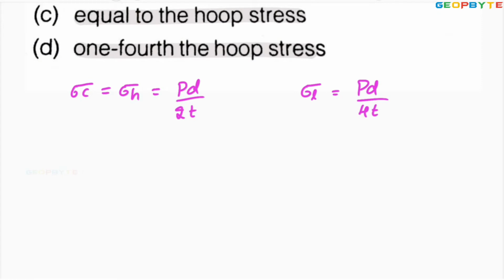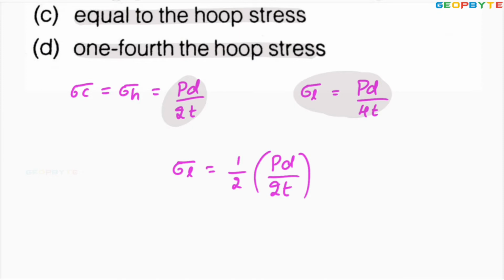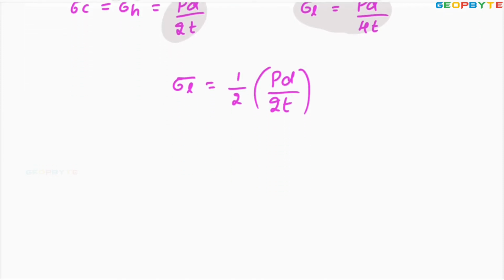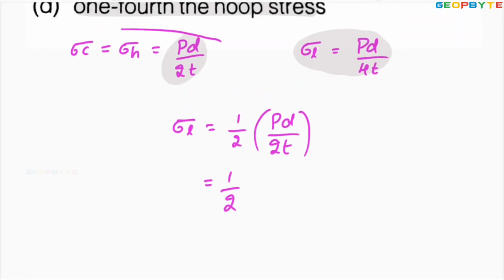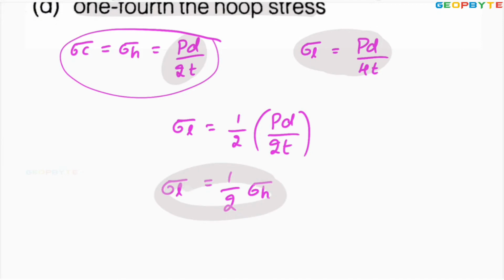From these two relations, I can say that longitudinal stress equals half of PD by 2T, right? But what is PD by 2T? It is the hoop stress. Therefore, the longitudinal stress equals half of the hoop stress. That is the relation between the longitudinal stress and hoop stress.